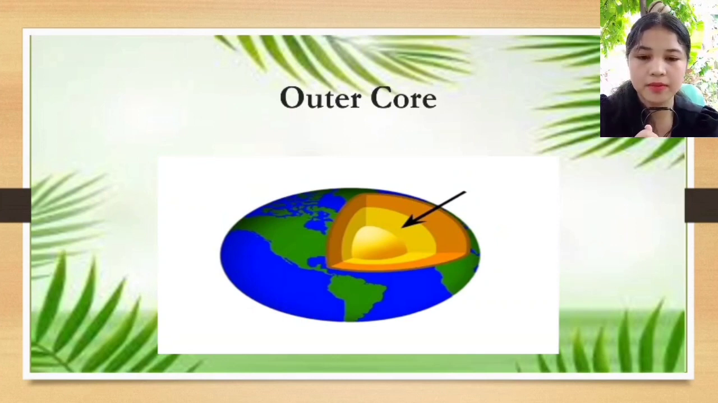So I have the example in the picture. So the outer core is the third layer of the Earth. So the next one is the inner core.